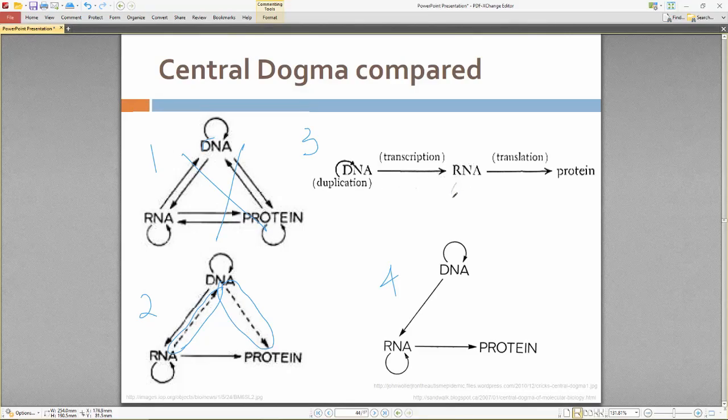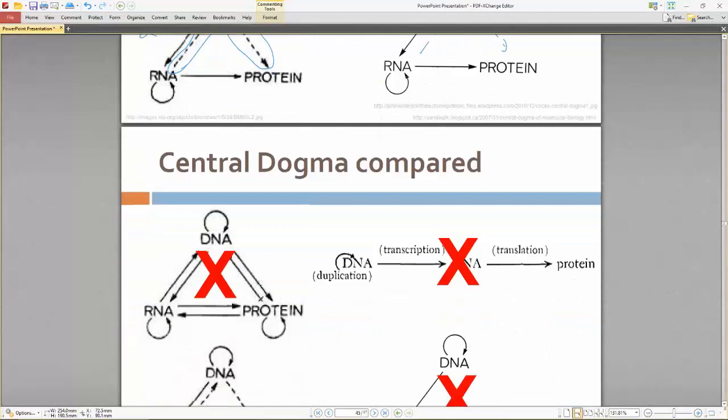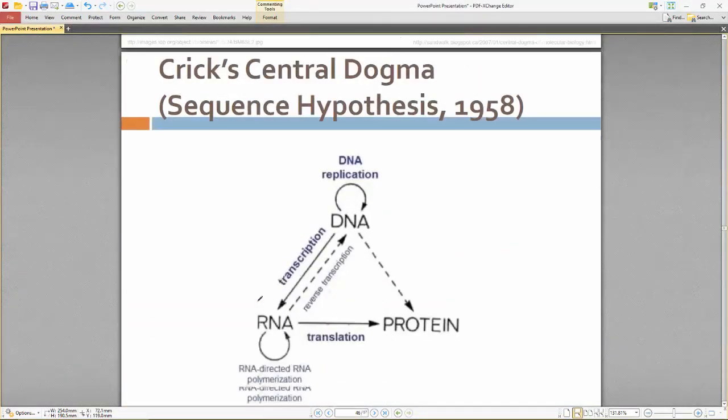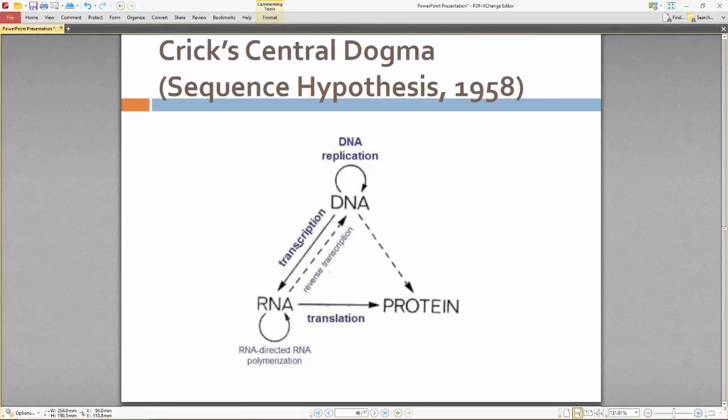This third one is missing RNA guided RNA replication and reverse transcription and DNA guided protein synthesis. Same thing here. Or sorry, the dotted lines. Same thing here. This one's also missing reverse transcription. All right, let's move on. So this is actually called Crick's central dogma. If you guys notice these names, the previous one we saw was Watson's. This one is Crick's.